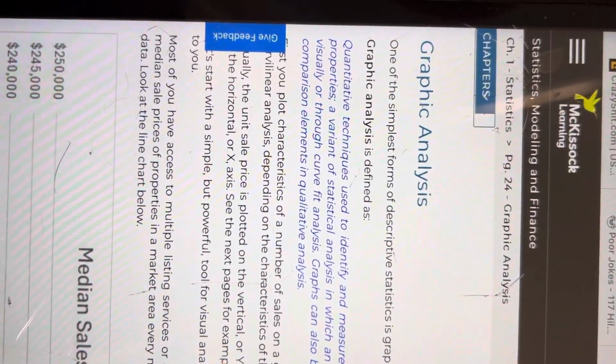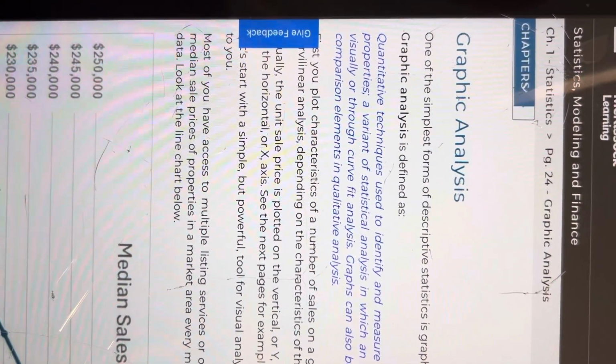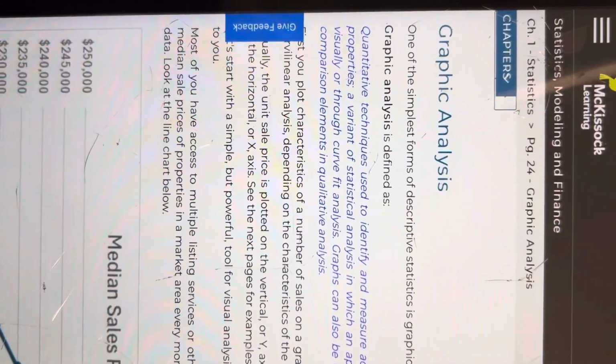Statistics, Modeling, and Finance. Chapter 1, Statistics, page 24. Graphic Analysis.